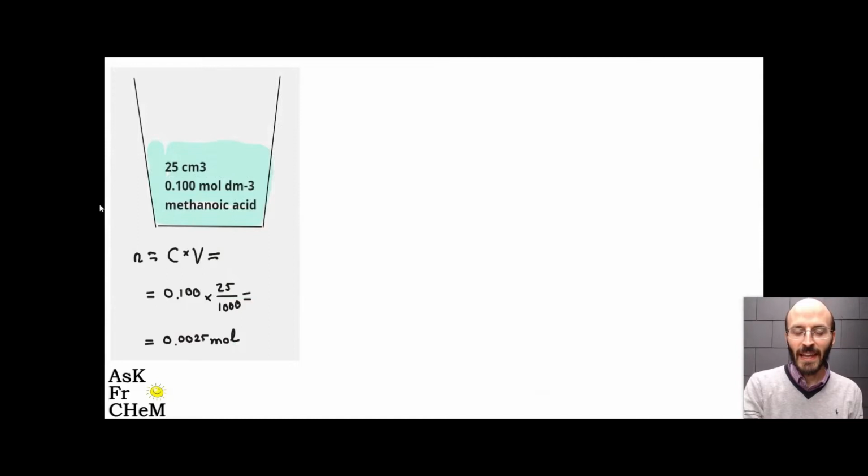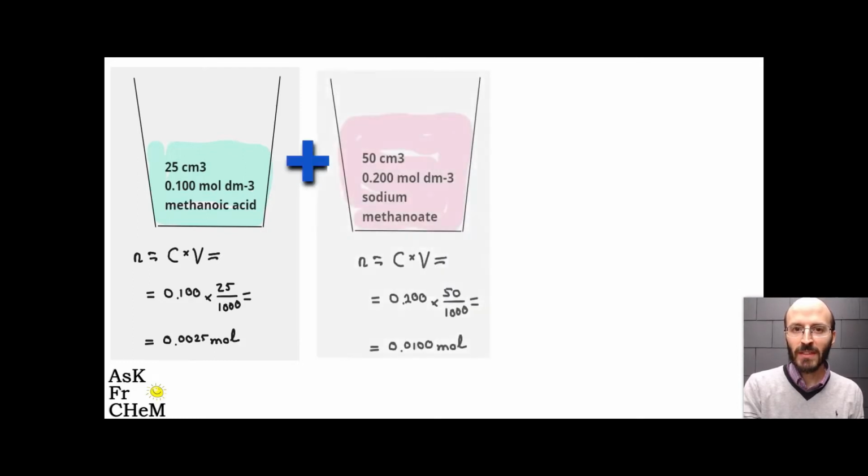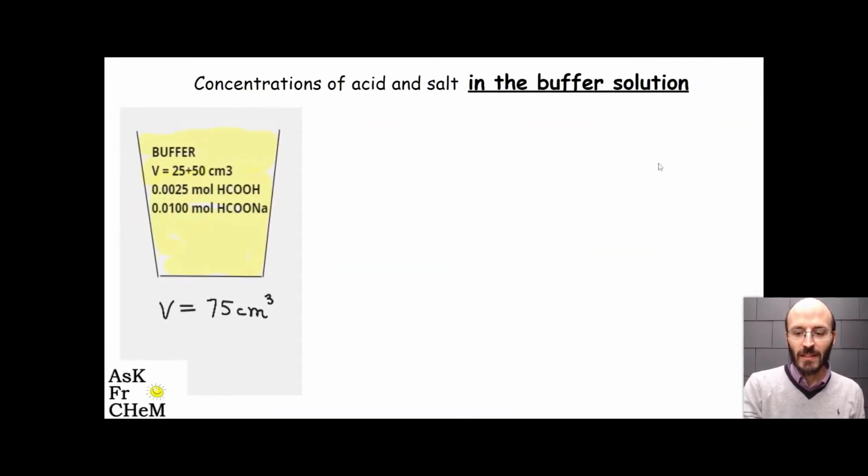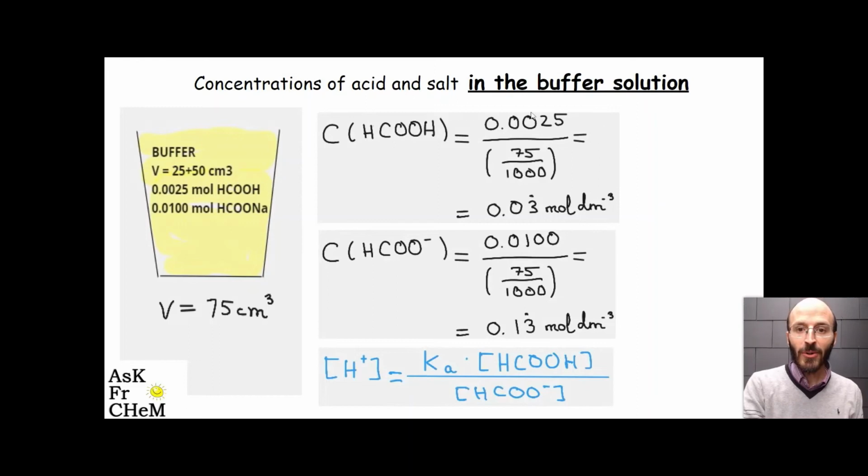We have a solution of weak acid, so we calculate the moles, and then you mix it with a salt, again calculate the moles, and it's only when you mix it that you get the buffer solution. In this buffer solution, now we can calculate the concentration of the weak acid, which is the moles over the volume, and the concentration of the conjugate base, which is the same as the concentration of salt.